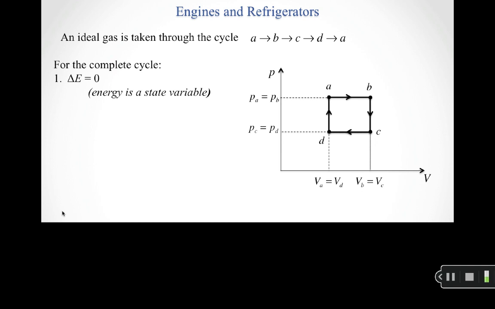Well, the first thing we can say is we know that the change in the energy over the complete cycle has to be zero, because energy is a state variable. If we start at state A and we end up back at state A, then the energy has to be the same. But if our final energy has to be the same as our initial energy, that means the change in energy has to be zero.